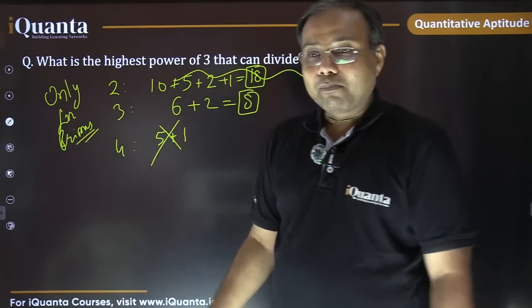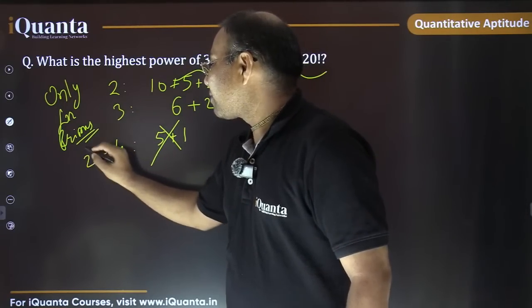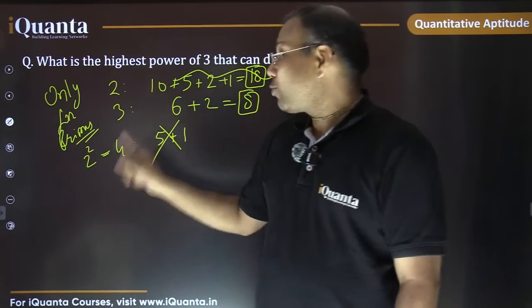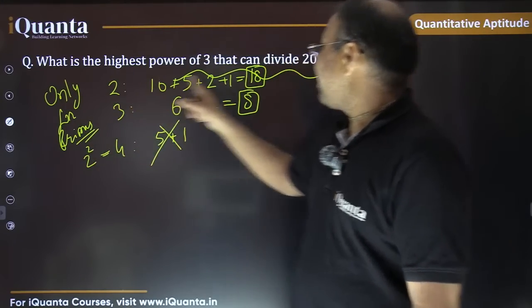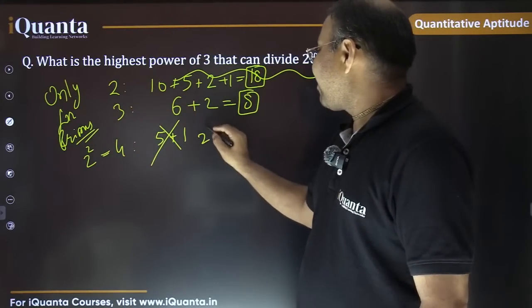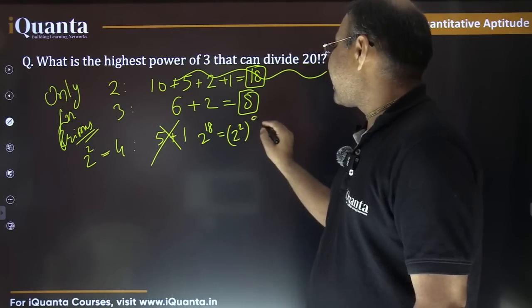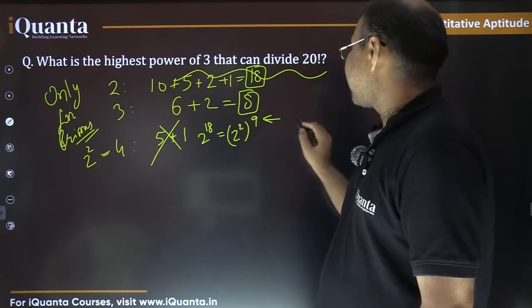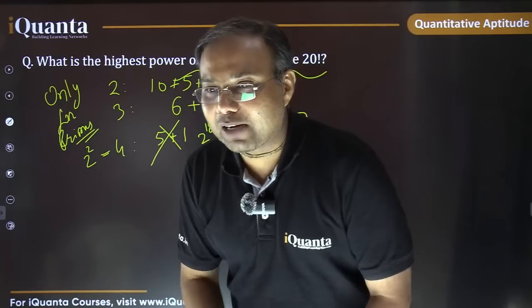Only for primes. Okay? But 4 is a composite number. So 4 actually is 2 square. So what I need to do? I need to see how many 2 squares are available. So 2 is available 18 times, which means 2 square is available 9 times. So 9 is the answer here. Okay? That is the highest power of 4 which will divide this number.